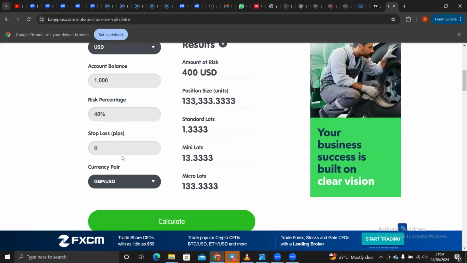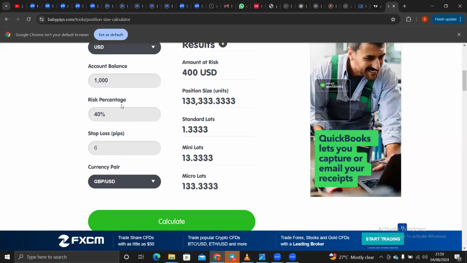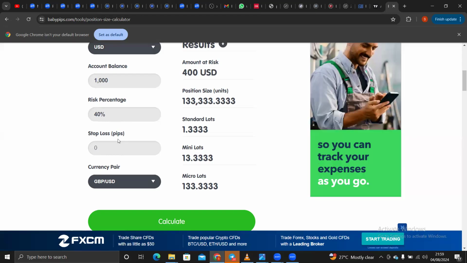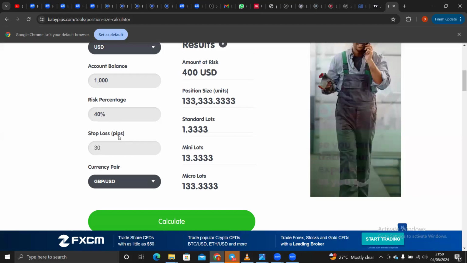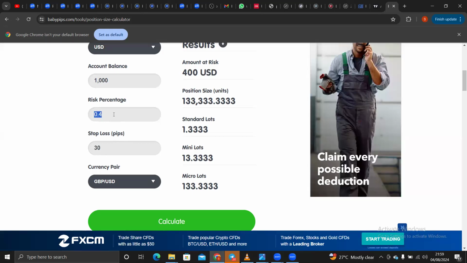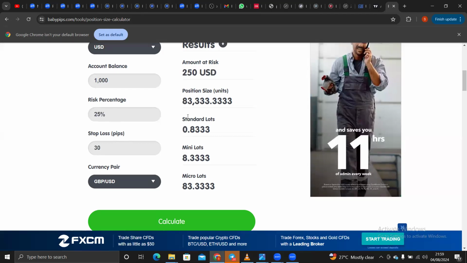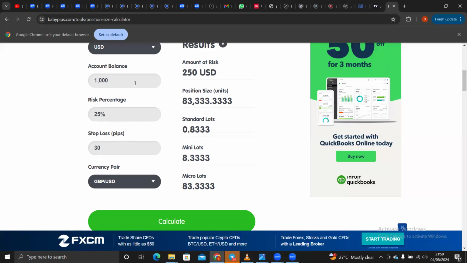This and this also have a relationship. In the case where you want to use, averagely, 20 or 30 pips per trade, and you say, I want to risk 25%, if you do the calculation, you'll see that you lose $250. Not bad. Four positions will take you away.